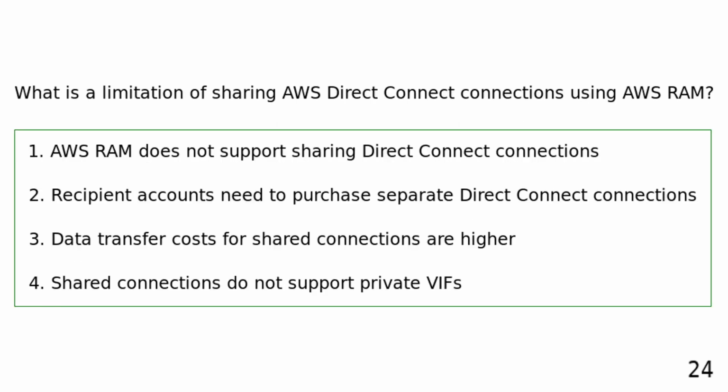What is a limitation of sharing AWS Direct Connect connections using AWS RAM? AWS RAM does not support sharing Direct Connect connections. Recipient accounts need to purchase separate Direct Connect connections. Data transfer costs for shared connections are higher. Shared connections do not support private VIFs.